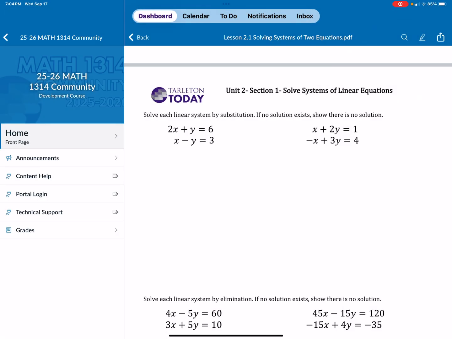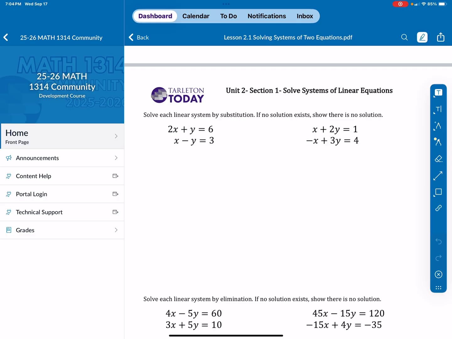All right, so this is the lesson that we did on Tuesday in class. It's the 2.1, what we were not able to finish on Monday. So I'm going to go ahead and finish this for those of you that were absent. I know there were a few of you that were absent on Monday. So, on Tuesday, let's go ahead and get going on that.